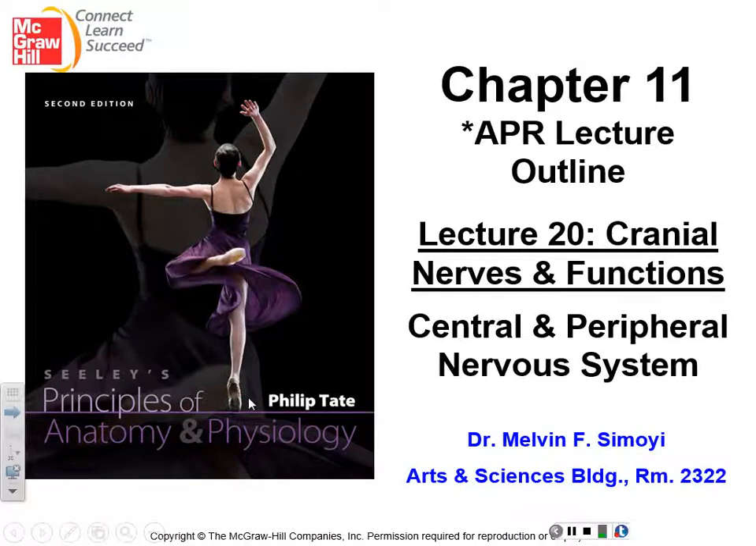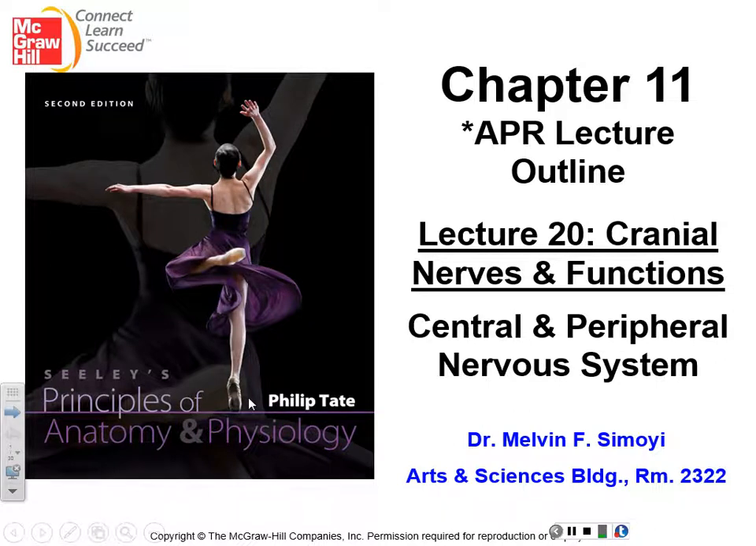It's our last lecture of the year, actually. We're going to do cranial nerves. There's 12 of them. They arise mostly from the brainstem, and 2 of them arise from the base of the cerebrum. We'll talk about their functions today.